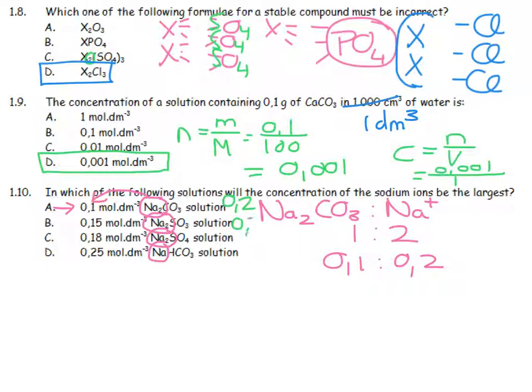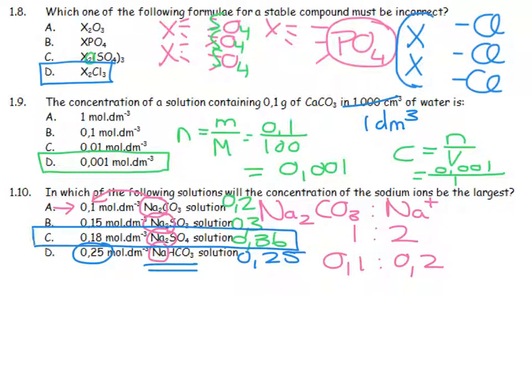This is 0,3 on the sodium ions by the same logic. This is 0,36 on the sodium ions by the same logic. And finally, this one over here is a 1-to-1 ratio, so the sodium ions will have a 0,25 concentration. So the highest concentration is actually C. So you need to do a mole ratio there to make sense of it.